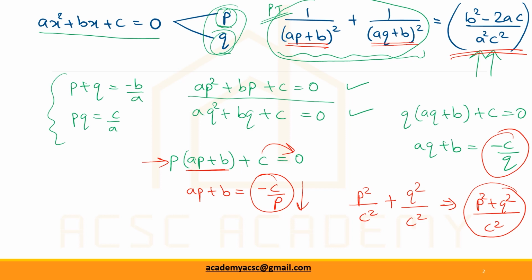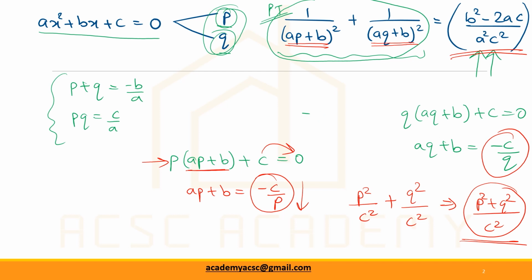So now we will try to convert this into the desired format because this is in terms of P and Q. But our right hand side is only in terms of A, B and C. So we need to get rid of this P square plus Q square. So now this is where the sum and products will come into the picture.